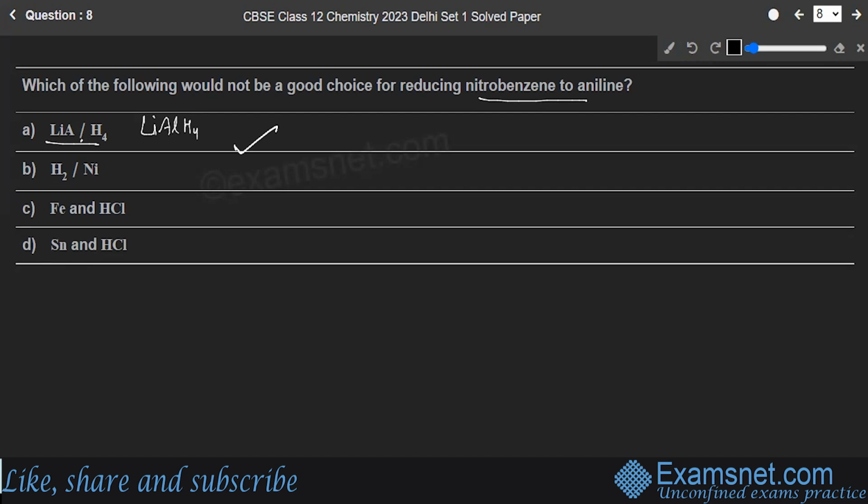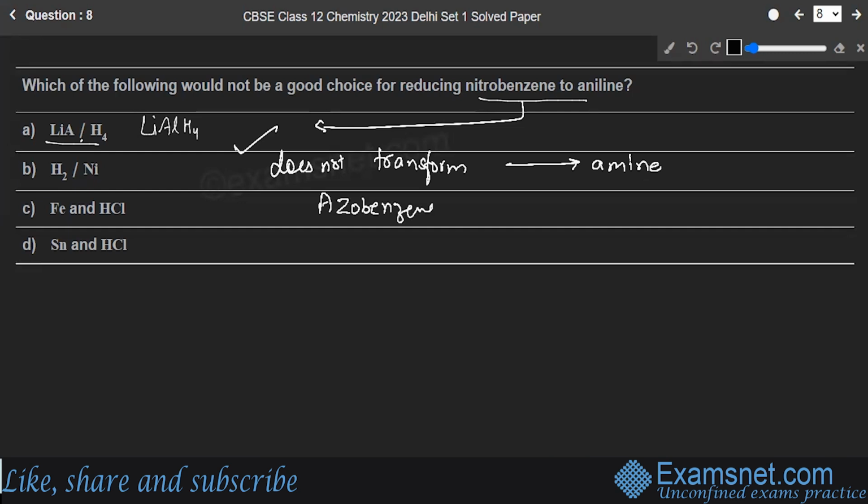Now, why is that? When nitrobenzene reacts with lithium aluminium tetrahydride, it does not transform itself to the amine. Instead, another product, azobenzene, is formed. So this reagent will not be a good choice for converting nitrobenzene to amine, and hence this is the right answer to the question.